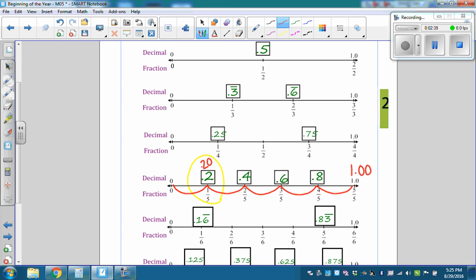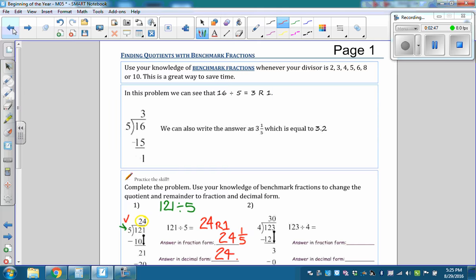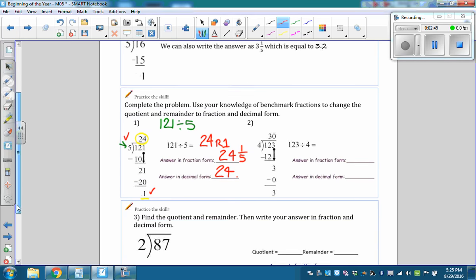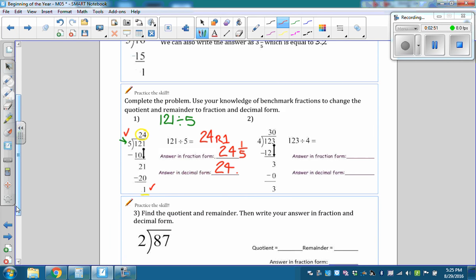So we referenced this benchmark fraction chart quite a bit. But for this particular problem, we learned that 1/5 is 2/10. So right at that point, if you recognize the decimal, then you could just write the answer.